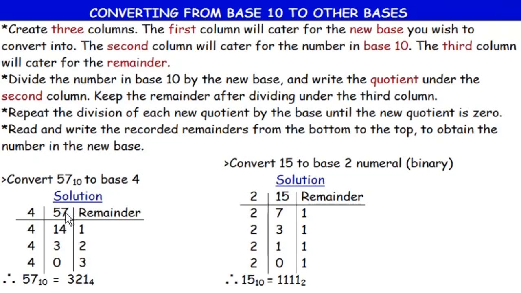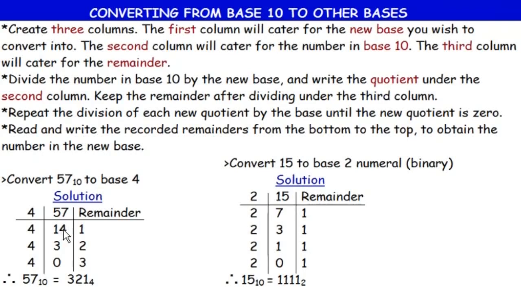So what is 57 divided by 4? The answer is 14. So 14 times 4 is what? It's 56. Then we keep the remainder here. So the remainder is what? It is 1.